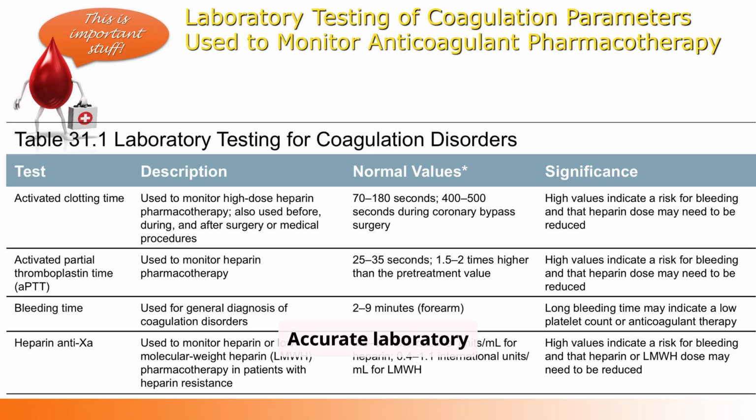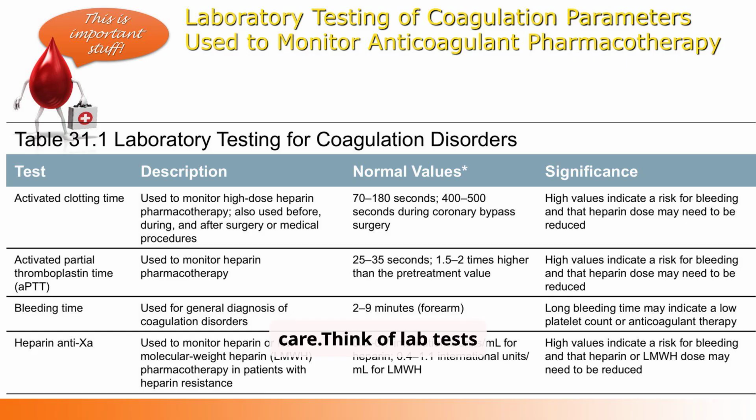Accurate laboratory testing is essential for managing patients on coagulation-modifying drugs. Tests like activated clotting time, or ACT, and activated partial thromboplastin time, or APTT, help us monitor the effectiveness of anticoagulants. Understanding the normal values and the significance of abnormal results is crucial for safe and effective patient care.